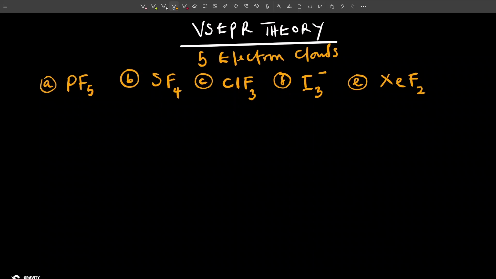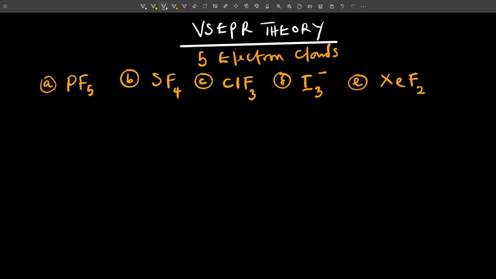In order for me to explain the VSEPR theory of molecules with 5 electron clouds, I carefully picked out 5 examples to explain the different geometries of different molecules that have 5 electron clouds. Okay, let's take a look at the first one. The first one says PF5.